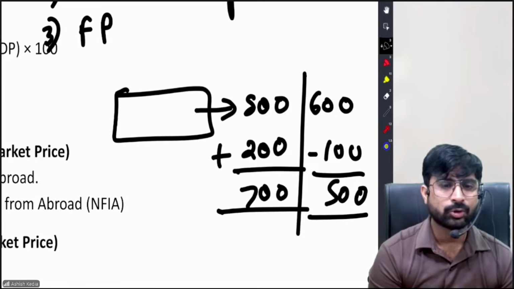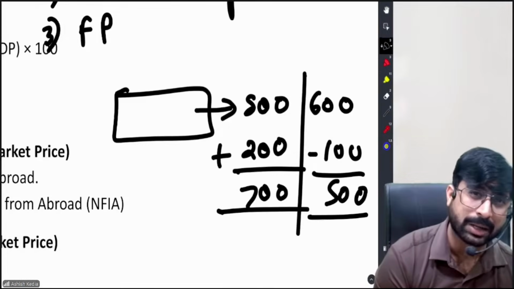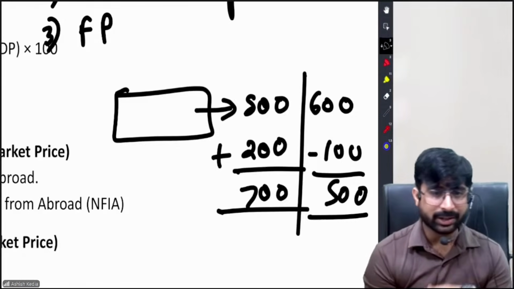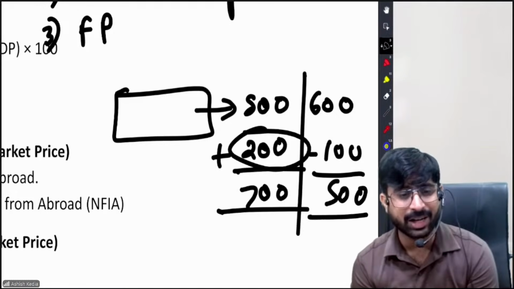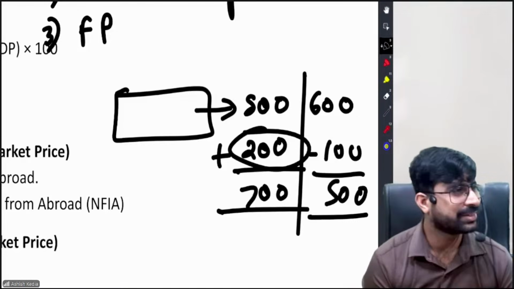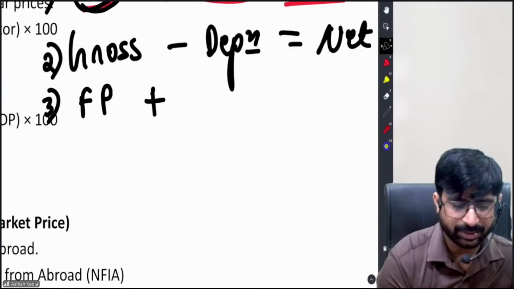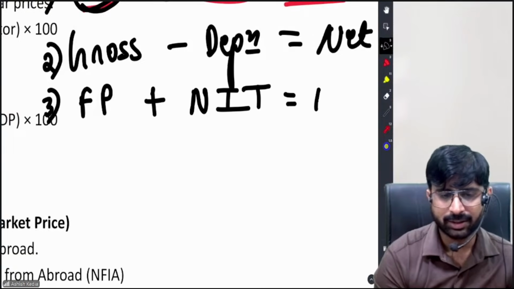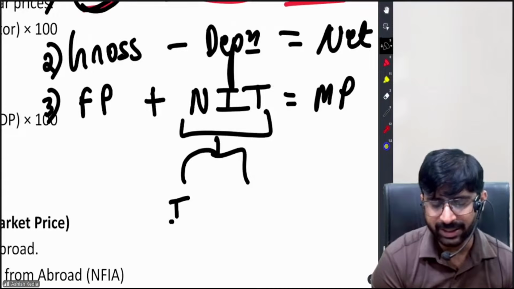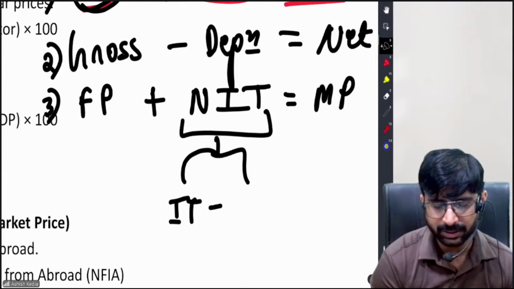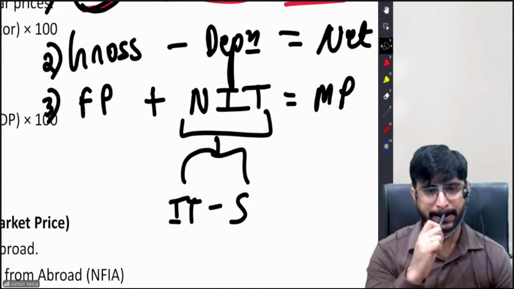500. So just because a product is ready in the factory at a certain price, does it mean it will be sold in the market at that price? No. If indirect tax is imposed, the price will increase. And if subsidy has been granted, the price will reduce. So long story short, factory price plus net indirect taxes is equal to market price. What is net indirect tax? It's indirect taxes minus subsidies.